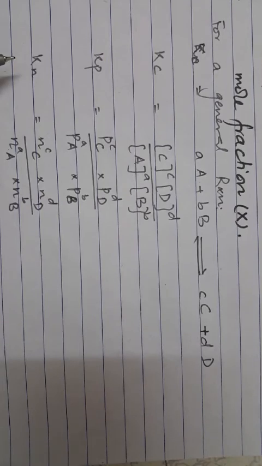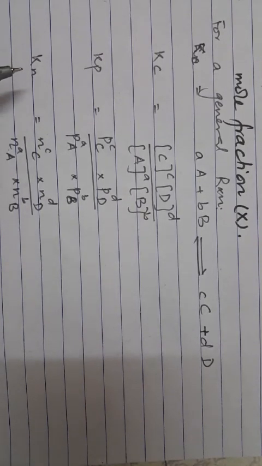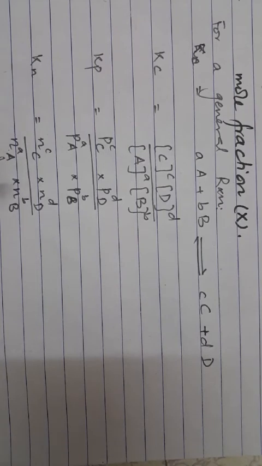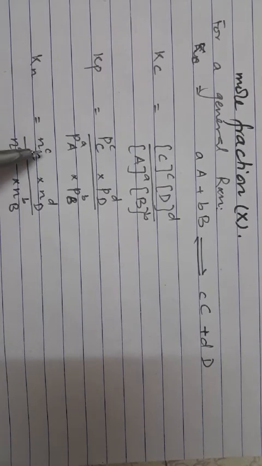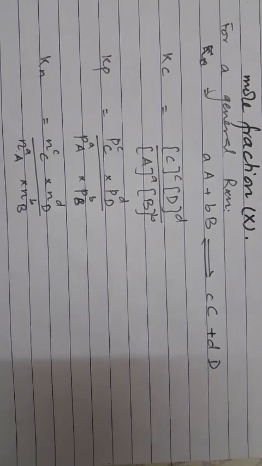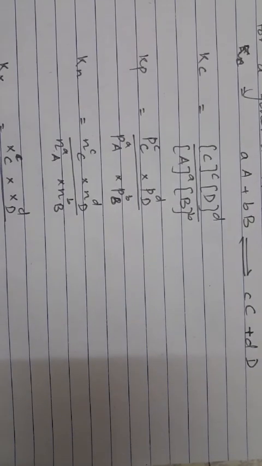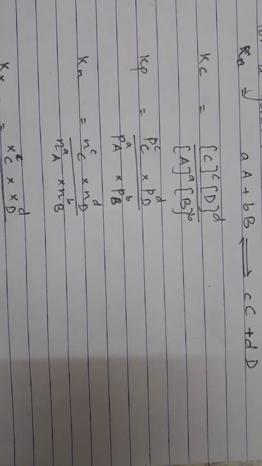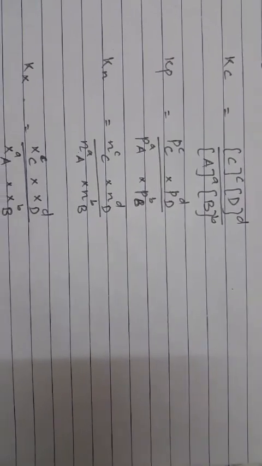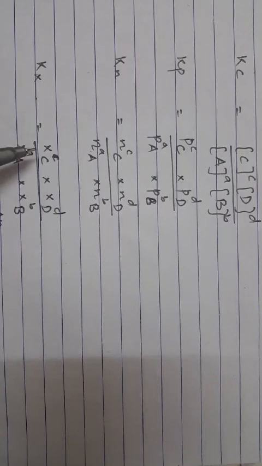Whereas Kn, the equilibrium constant expression in terms of number of moles, has the formula number of moles of C power c into number of moles of D power d divided by number of moles of A power a into number of moles of B power b. And the last, Kx, the equilibrium constant expression in terms of mole fraction, has the formula mole fraction of C power c into mole fraction of D power d divided by mole fraction of A power a into mole fraction of B power b.